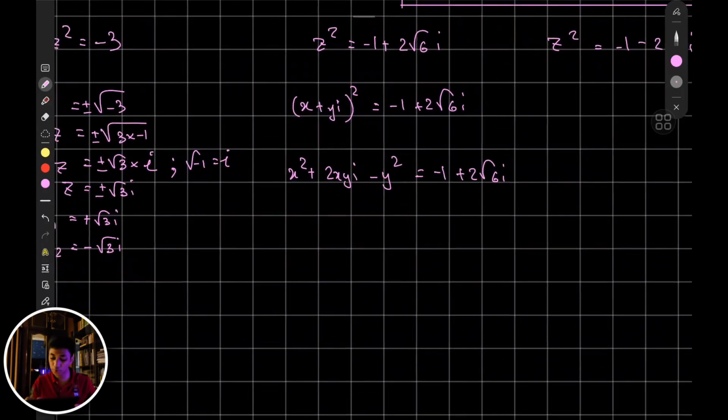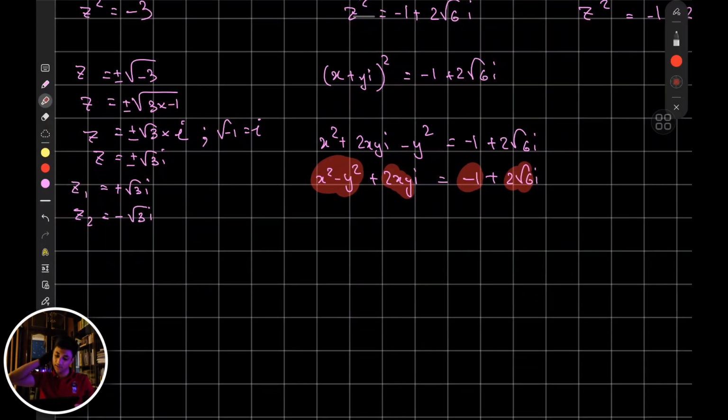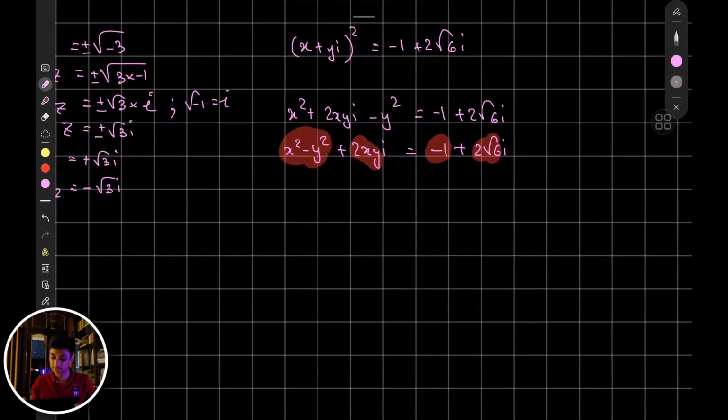What do you do next? You put the real numbers together and imaginary numbers together. So x square minus y square, both of these are real. What is the imaginary part? The coefficient in front of i. So you can write plus 2xyi is equal to minus 1 plus 2 root 6i. Now compare. This equals minus 1 and this equals this. You're basically comparing coefficients. So you can say x square minus y square is equal to minus 1.